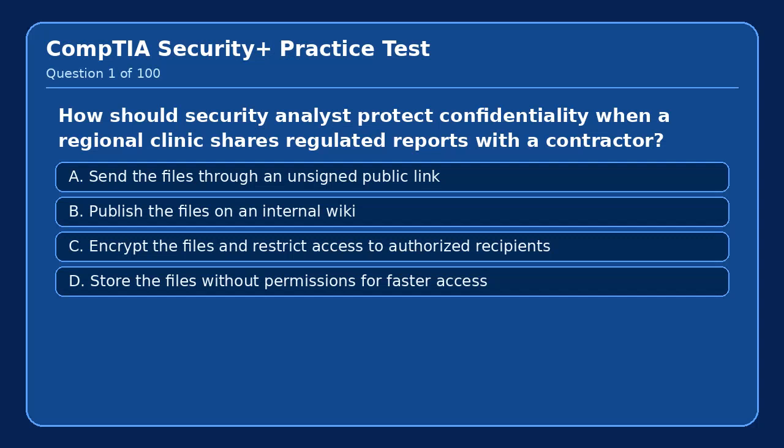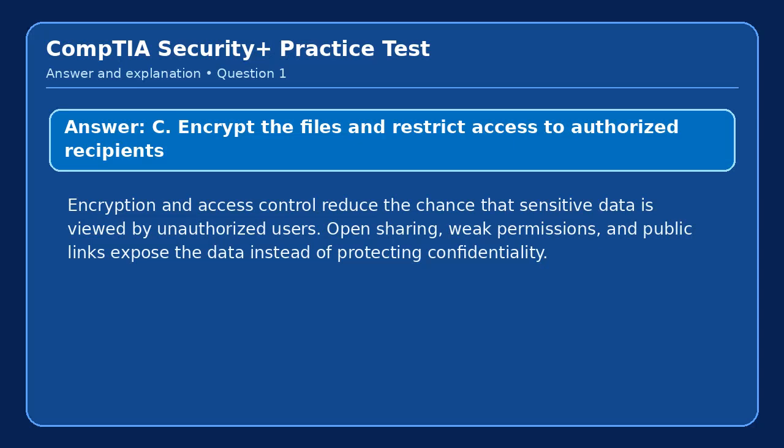Take a moment to choose your answer. The answer is C. Encrypt the files and restrict access to authorized recipients. Encryption and access control reduce the chance that sensitive data is viewed by unauthorized users. Open sharing, weak permissions, and public links expose the data instead of protecting confidentiality.